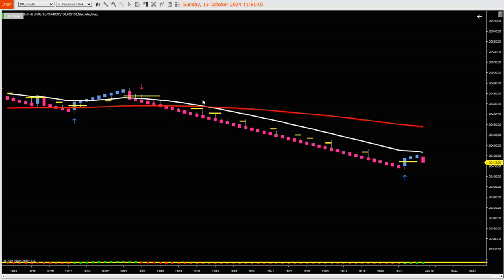if we're on the right side of the EMA. So for instance, I would enter here, here, here, and here, and again and again. All those for little scalps.